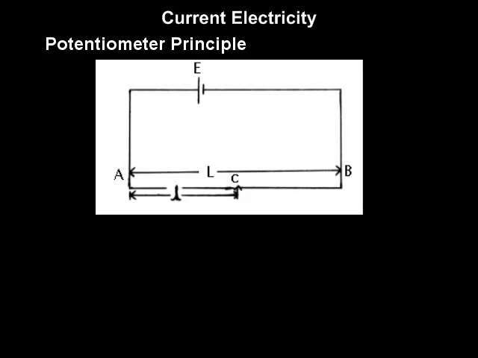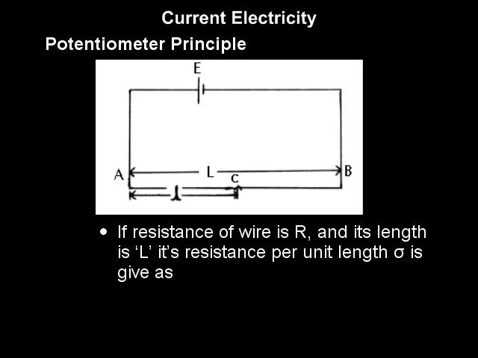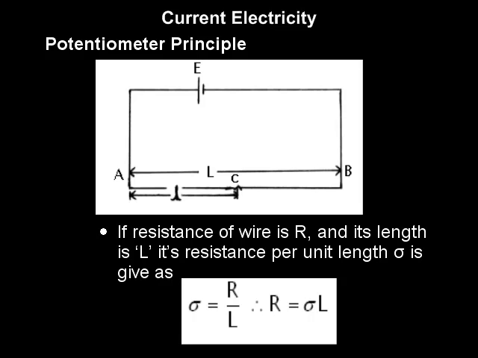One more very important instrument we use in the laboratory is potentiometer. Let us study the principle of potentiometer. The figure shows a conducting wire AB connected across a cell of EMF E. If resistance of wire is R and its length is L, its resistance per unit length sigma is given as sigma is equal to R upon L, that is R is equal to sigma L.